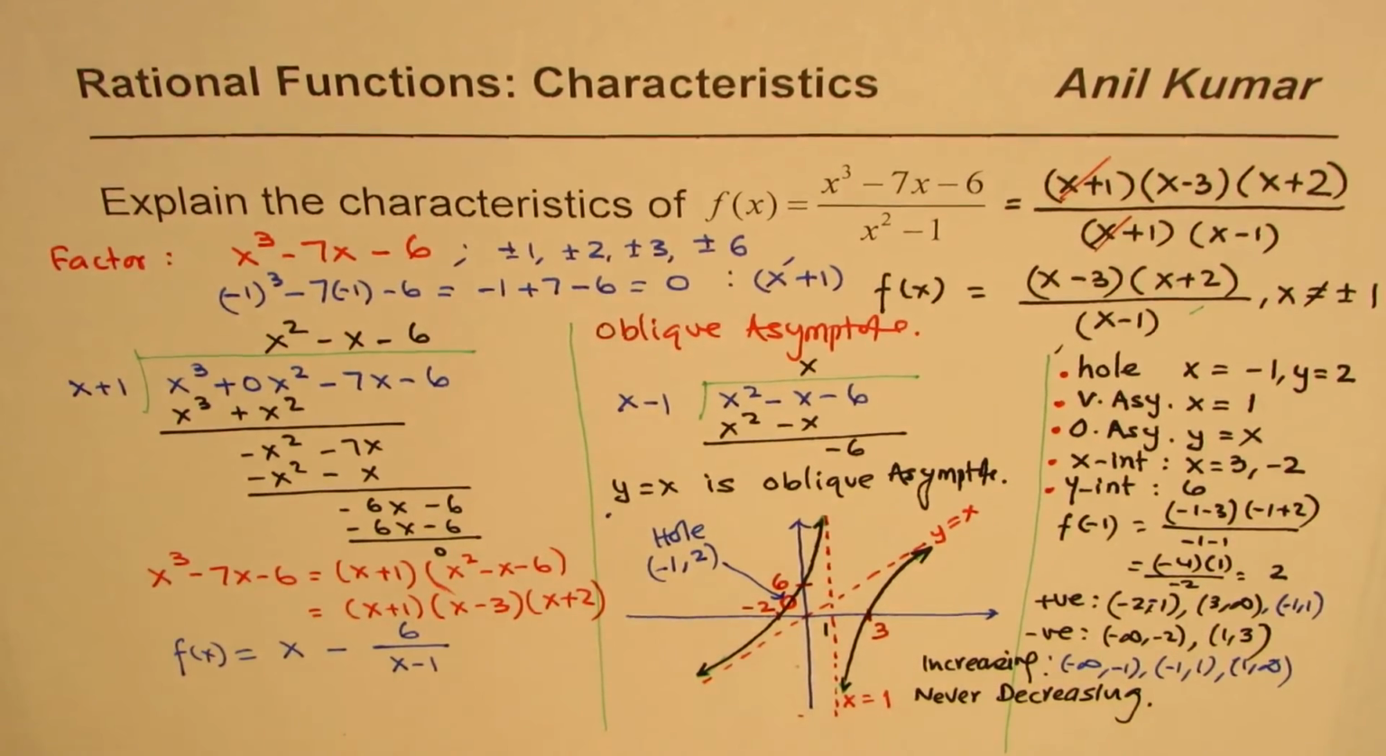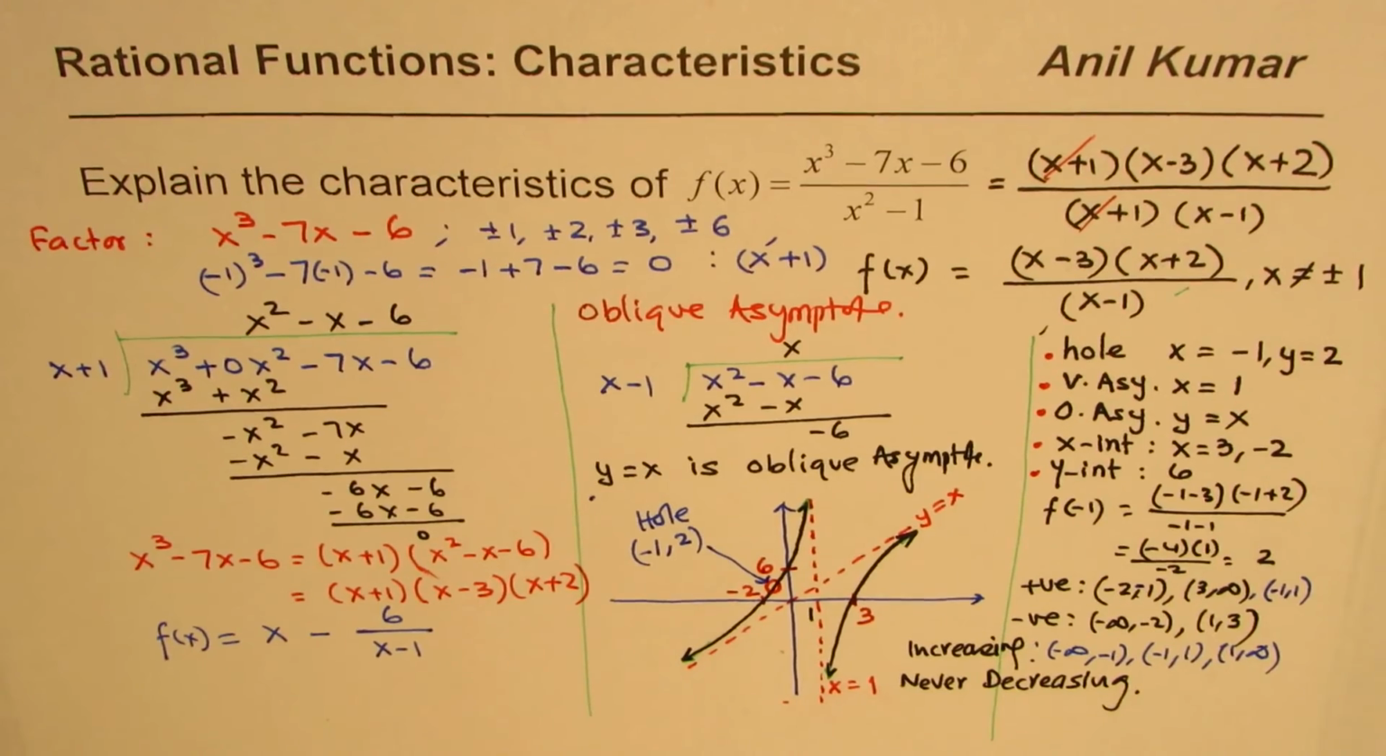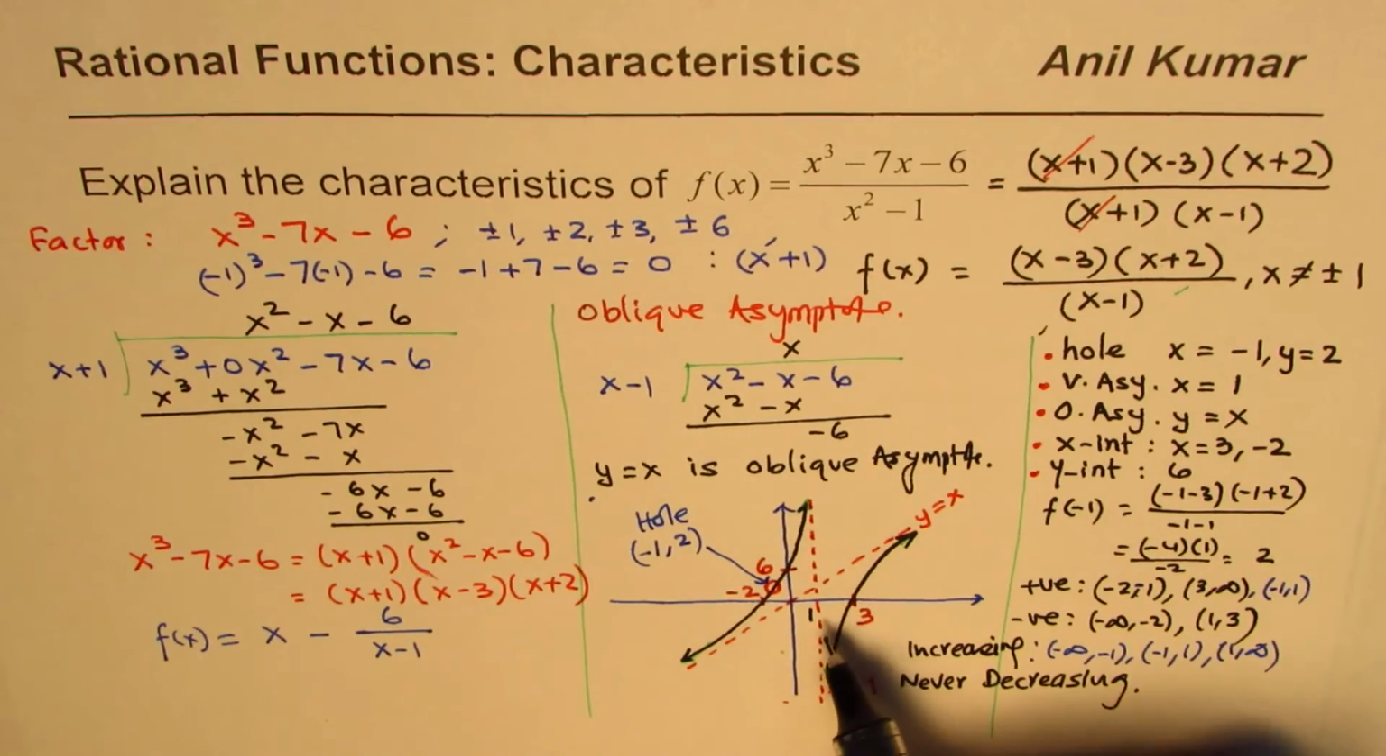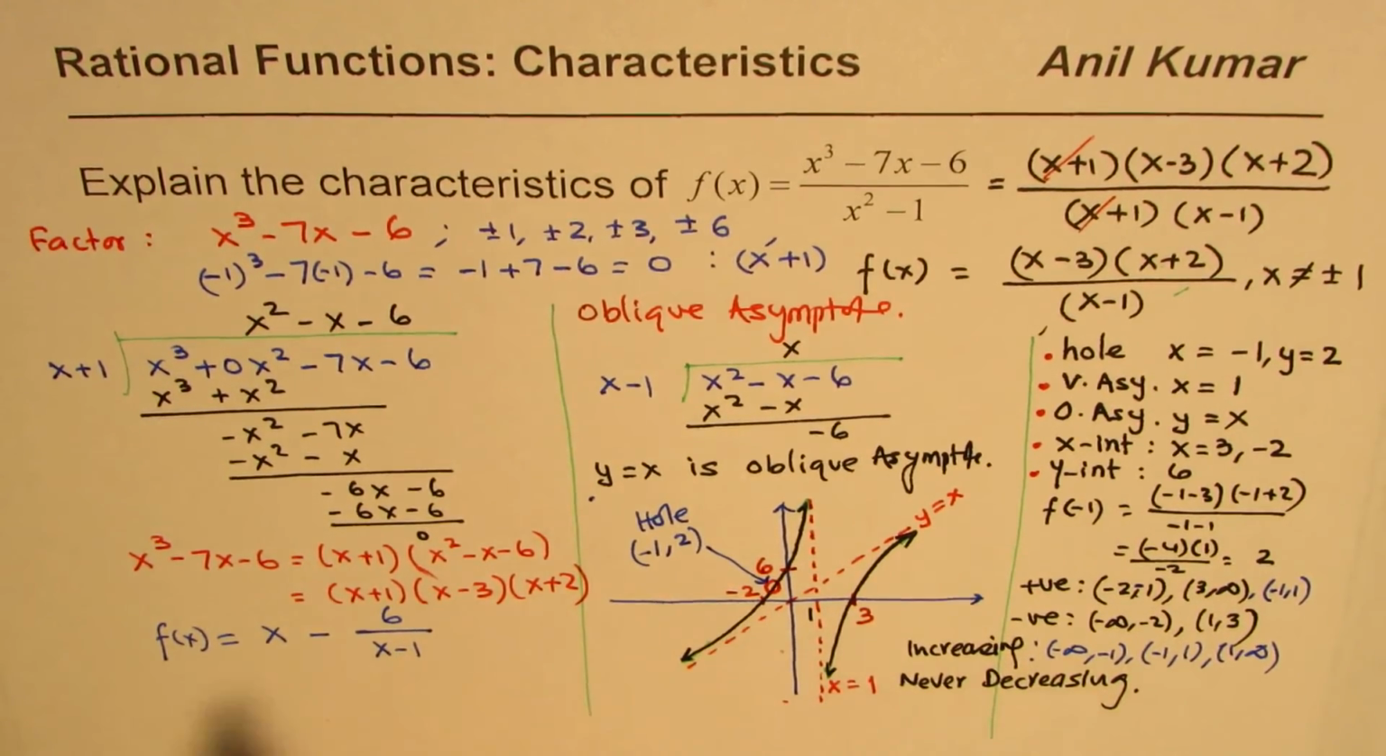Okay, so that summarizes all the characteristics of this particular rational function, which has an oblique asymptote y equals x, a vertical asymptote at x equals 1, and a hole at x equals -1. I hope you understand and appreciate the different steps which we took in between to find all these characteristics and sketch our function.